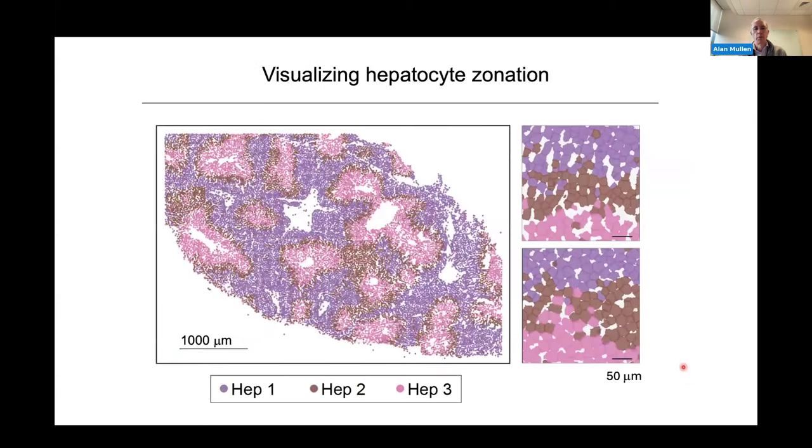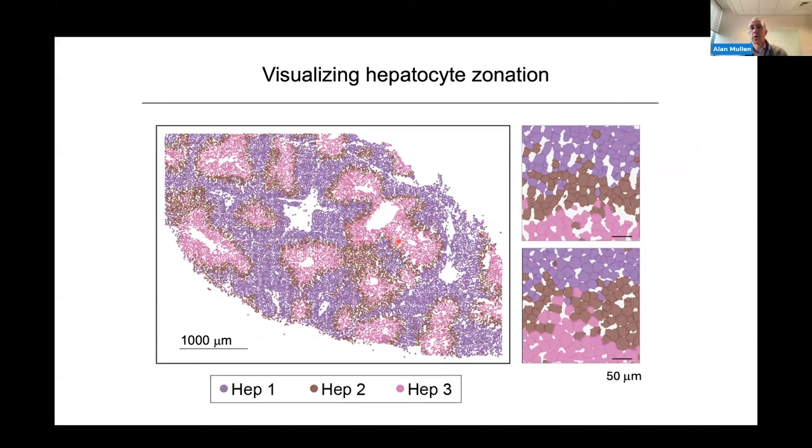So, once we do that, we can identify those individual cell types. I was showing with the gene expression before, those are RNA transcripts, but now we can map those back into cells. And we're looking at a zoomed out view of a section of liver. And again, I think it's quite clear. We get the purple areas indicating the portal area. Brown is the zone 2 area, the intermediate zone. And pink is the area moving into the central vein.